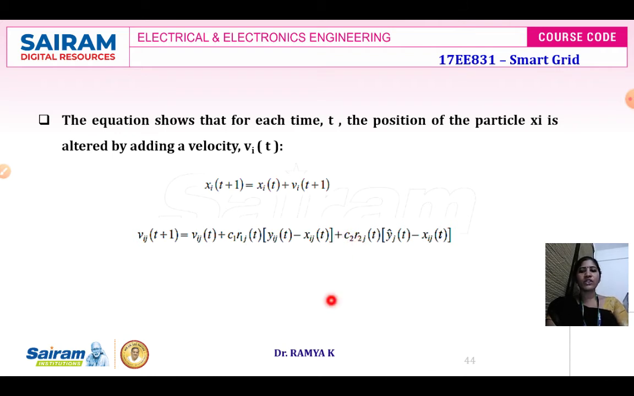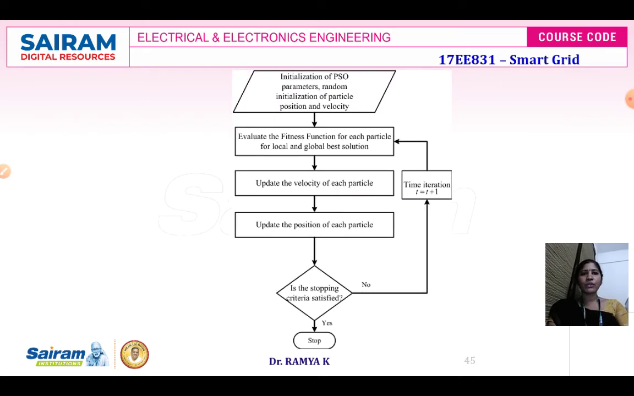Here x_ij(t) is the position of the particle in the jth dimension at time step t. And we have the constants C1 and C2, which are the positive acceleration constants. C1 and C2 are used to scale the contribution of the cognitive and social components. The random values range between 0 and 1, and they are sampled from a uniform distribution.